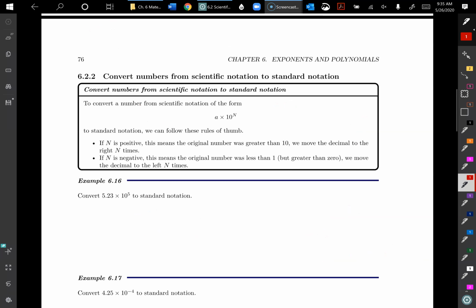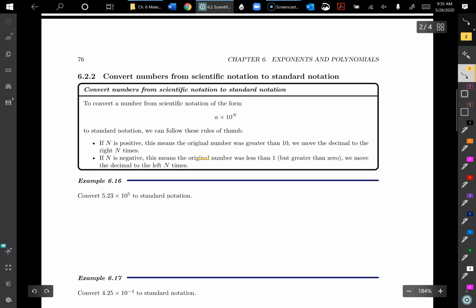Now we're going to go the other direction. So page 76 of your workbook, convert numbers from scientific notation to standard notation. So if we have this form, a times 10 to the n, then we can follow this rule of thumb. If n is positive, that means the original number was greater than 10, right? So we're going to move the decimal to the right n times. So that's going to be a really large number.